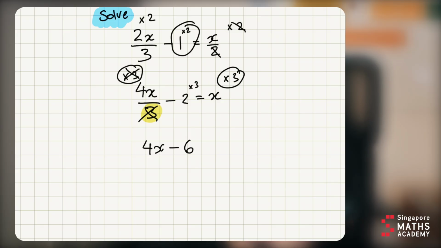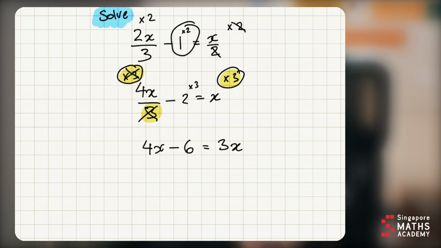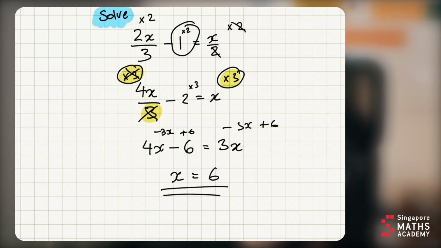So I get 4x take away 6 is equal to, and again, the same thing on this side, right? I have to multiply x by 3 to get 3x here. So if we do one thing times 3 on one side, we've got to make sure we do it on the other side as well. So we get 4x take away 6 equals 3x, which is much easier, right? If we take away 3x on both sides and add 6 on both sides, then we get x is equal to 6. That's the answer we'll be looking for. x is equal to 6.